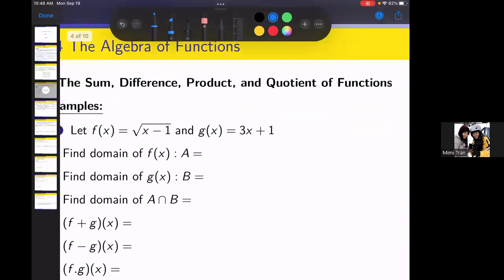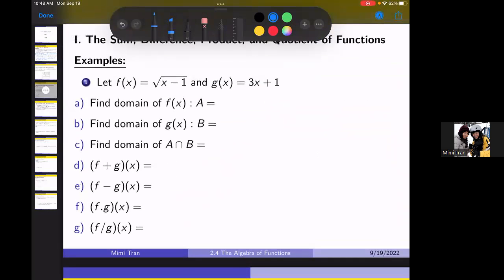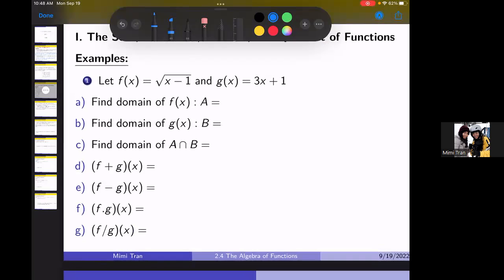So let's jump to some problems. By the way, the way I write my exam is very similar to how I present in lecture. So on the exam, you see something like this, it's probably just like this, the style. I list out the question and you answer. Let's find the domain of g first. You should be able to tell me what's the domain of g, all of you.